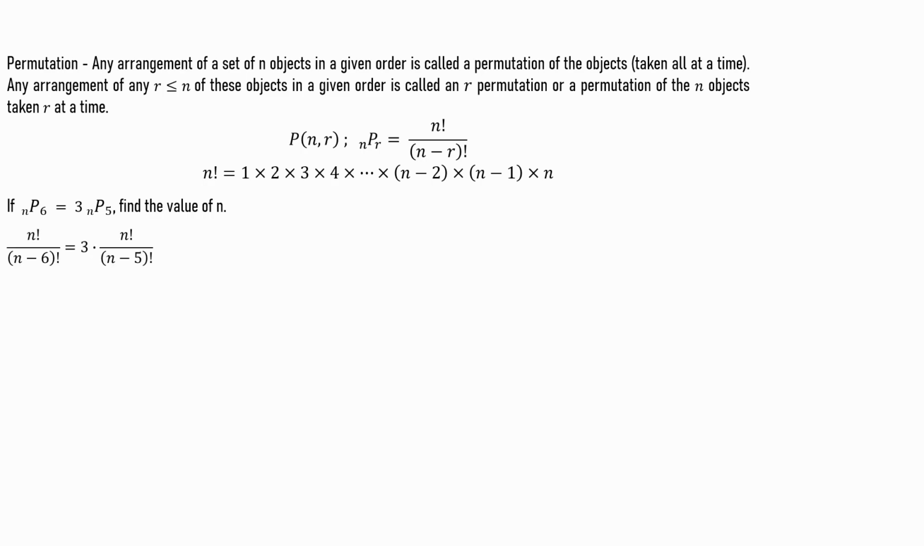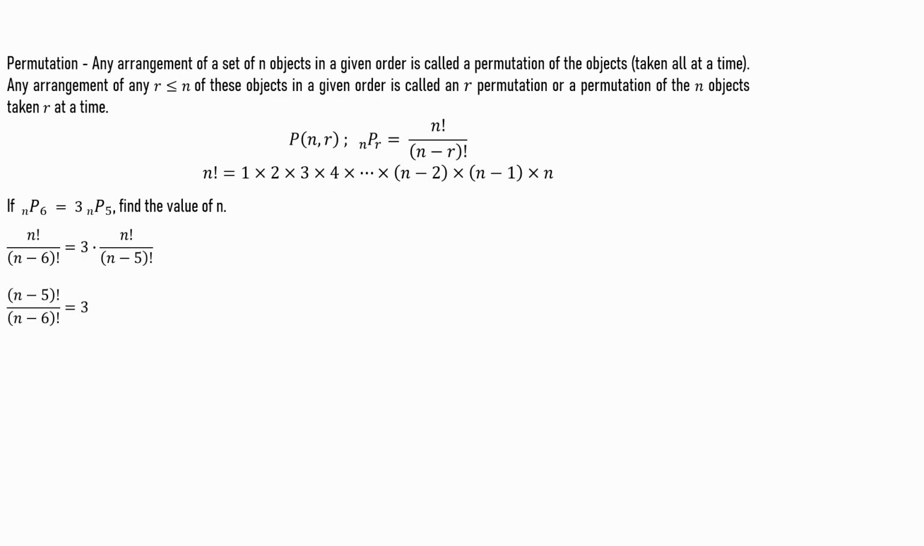So, n, yun yung unknown, yung nasa left side. Yung permutation of n objects taken 6 at a time, equal daw siya sa 3 times permutation ng n objects taken 5 at a time. So, n factorial sa left side over n minus 6 factorial equals sa 3 times n factorial over n minus 5 factorial. So, divide both sides na lang sa n factorial tapos multiply both sides sa n minus 5 factorial, kaya magiging ganito yung form niya.